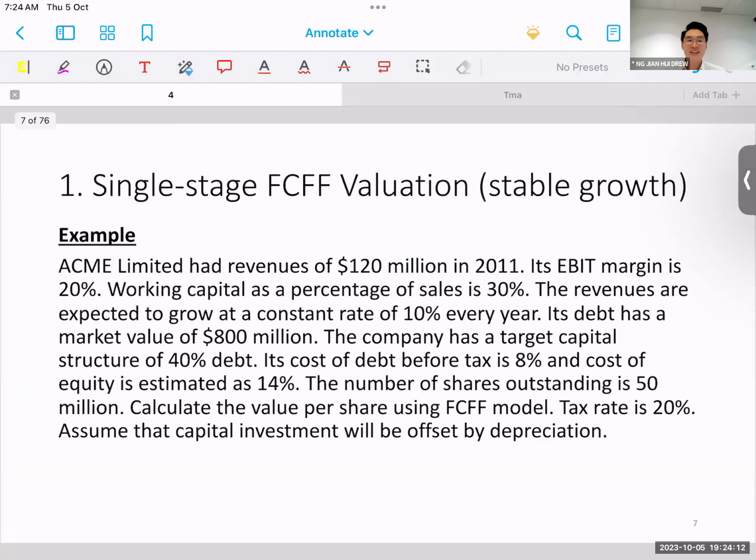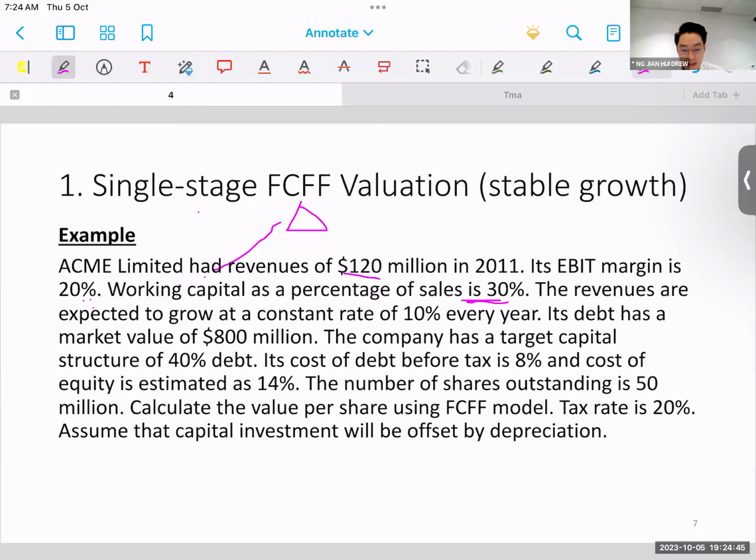Okay, so we have an example here. Let's look at this example. We have this company that has a revenue of 120 million. EBIT margin is 20%. Working capital as a percentage of sales is 30%. Remember, for working capital, we are only interested in the change, right? But this is working capital, so we need to consider the change.